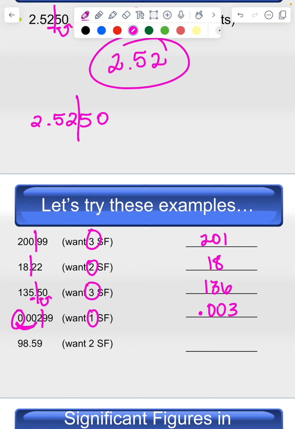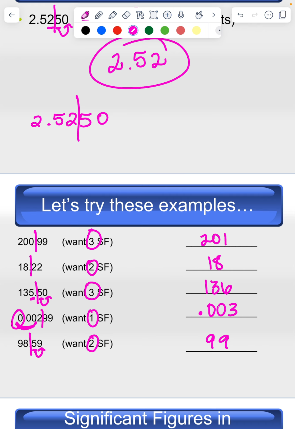And then for the last one, 98.59, I want 2 sig figs, so I cut it off after that 8. There's a 5 behind there, so ding, ding, ding, big red flag should fly up. I've got to look at the next number, and it's a 9. 9 is not 0, so we have to round up immediately. So my answer is going to be 99.